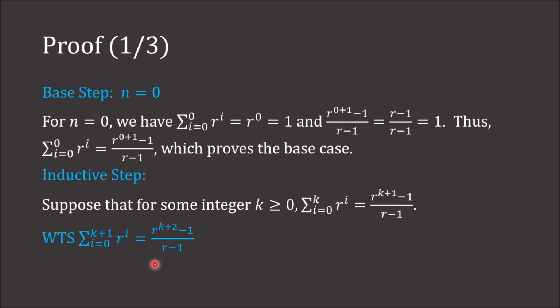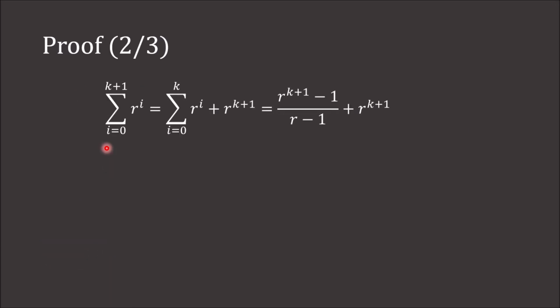So let's look at the sum. Well, we can separate off the final term, so we'd be left with the sum i equals 0 to k, then plus r to the k plus 1. Then by the inductive hypothesis, this sum is equal to (r to the k plus 1 minus 1) all over r minus 1.